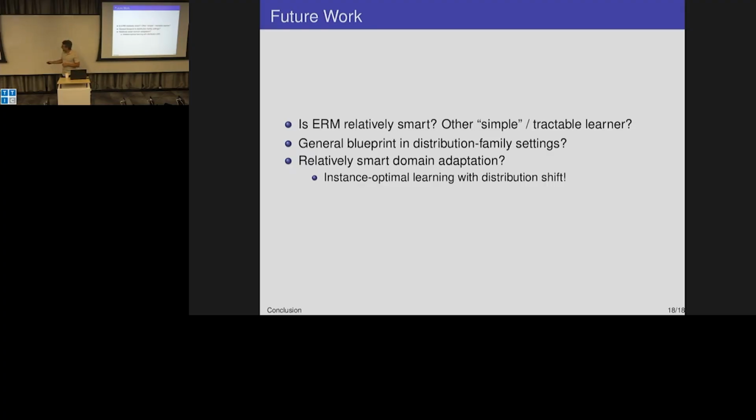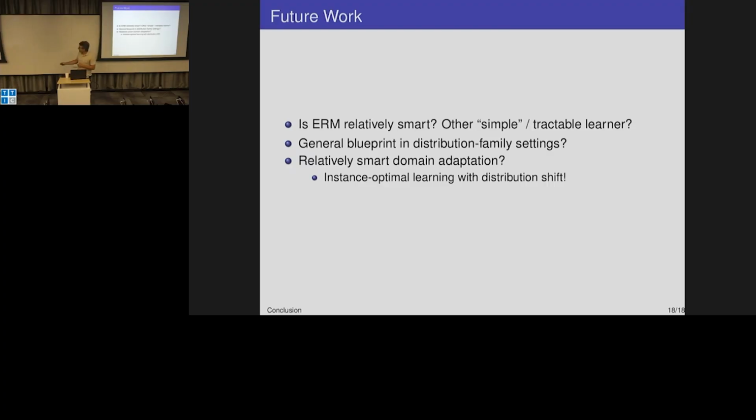Assuming it's no, I think a very juicy question would be whether you can get a relatively smart learner in polynomial time relative to an ERM oracle. That seems tricky, and I would love to see the answer to that. You could also ask, in the distribution family settings, is there a general blueprint? Can I always break down relatively smart learning into a certain kind of unsupervised learning followed by some supervised learning? That would be nice. That's kind of a how-do-you-ask-the-question type problem.